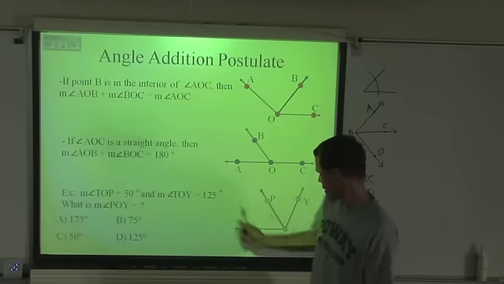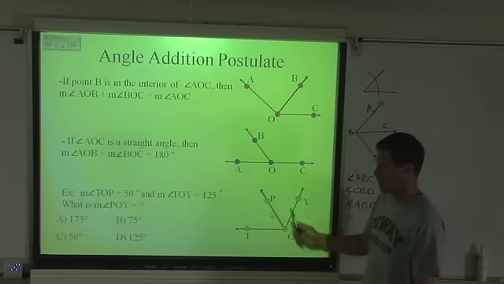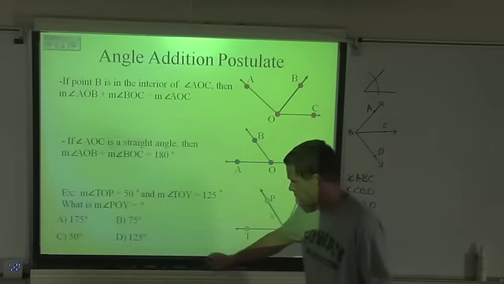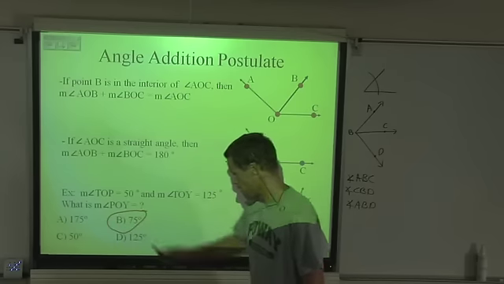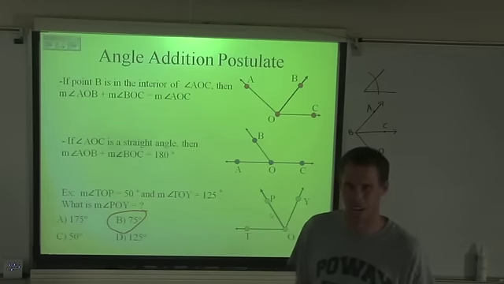125, subtract the 50, and you're left with the 75 remaining for angle POY. Hopefully we all understood that and were able to figure that out.